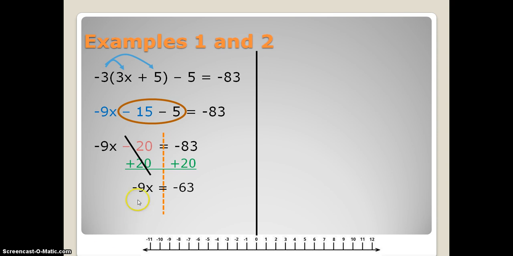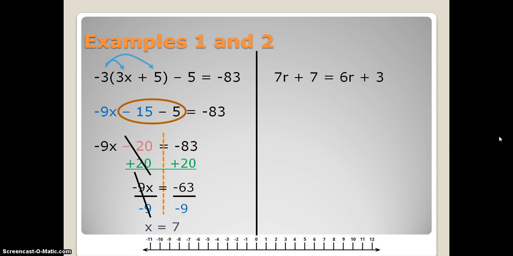So we're going to now divide, because here we have multiplication. So we show division through the fraction bar. We're going to divide both sides by negative 9. Our 9's cancel out, and we're left with x is equal to 7. Do you note how we have a negative and a negative? So since we have an even amount of negatives, we get a positive.